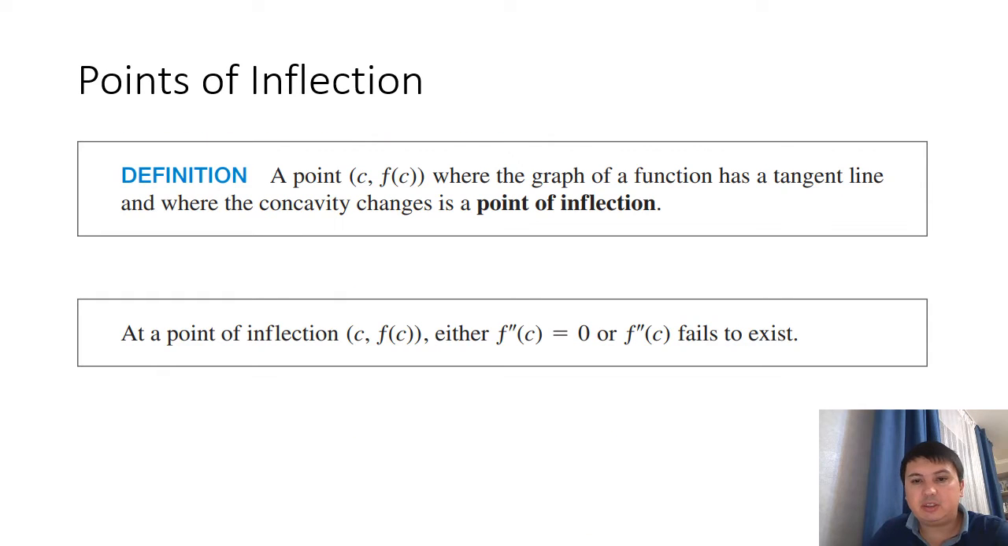A related notion is what is called a point of inflection. Here's the definition. We call a point, with coordinates c and f of c, a point of inflection if at this point the concavity changes, right? Let's say that on the left it was concave up, then it became concave down, or vice versa. Then we call that point a point of inflection. So at a point of inflection, we may have a second derivative of 0, or it may not exist, right? It may not exist.